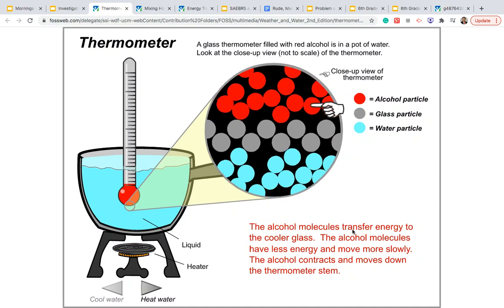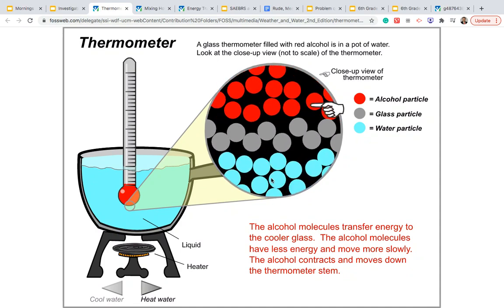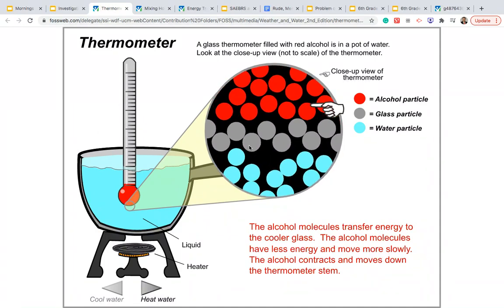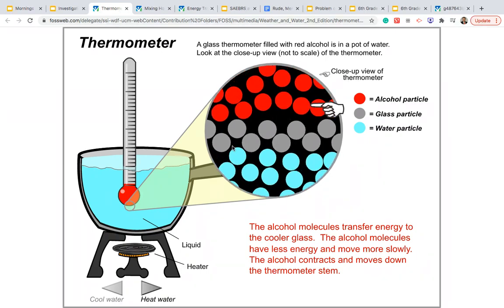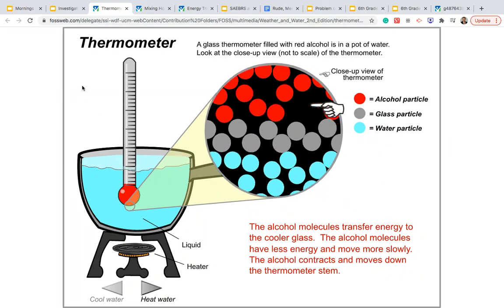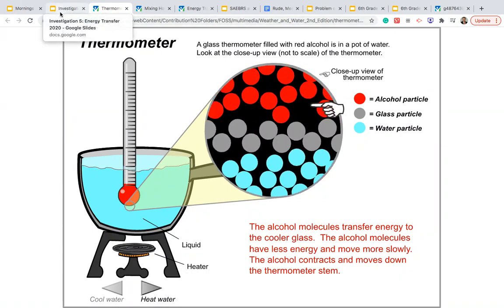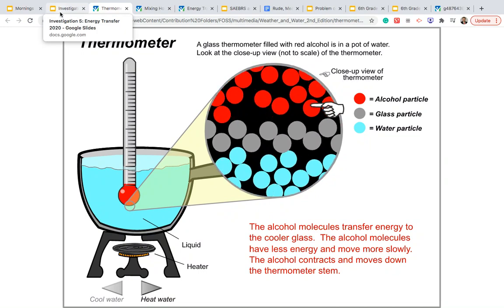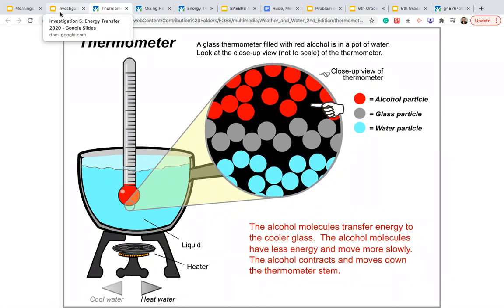And in class, we kind of talked about it's a chain reaction. So because our water particles got hot and because the thermometer's in the water, it transfers to the glass and then it transfers to the alcohol particles. So it's a chain reaction. So if one got hotter, they all got hotter, the kinetic energy increased. If one got colder, they all got colder, kinetic energy decreased.